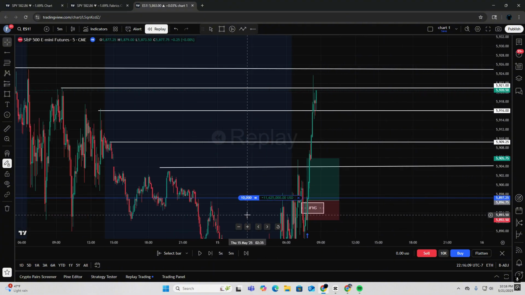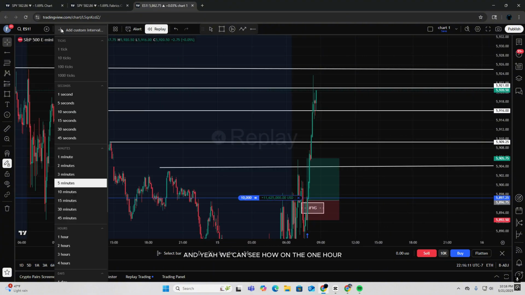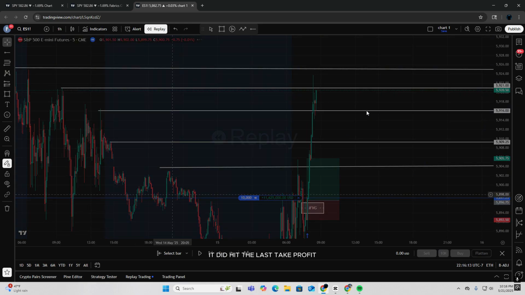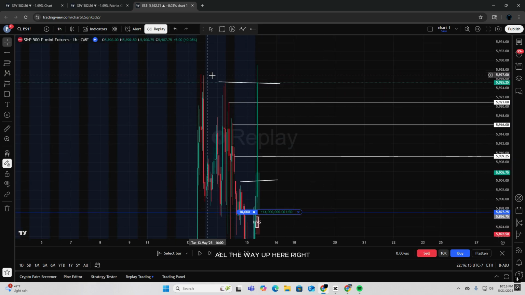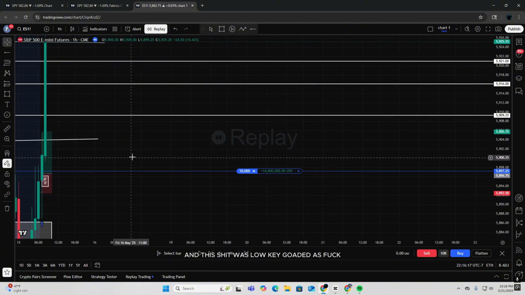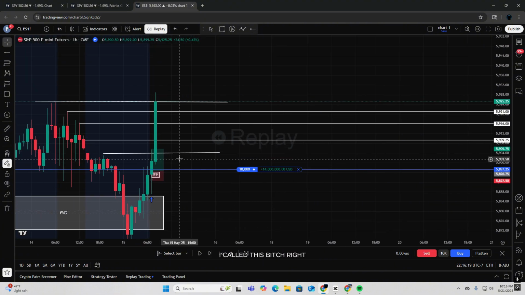That's kind of crazy though, and yeah, we could see how on the 1 hour it did hit the last take profit all the way up here, right? And this was low-key goated. I called this, right?